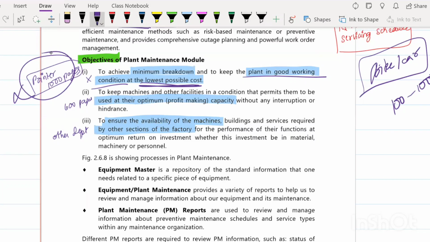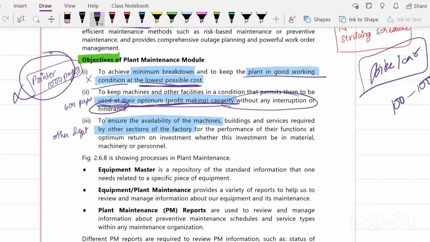The second objective is that this printer should be used at its optimum capacity. That means if there's a printer in your company and there's no breakdown in it, but it is only able to print 600 pages in a day, whereas its original capacity is 1,000 pages per day, your objective here should be how you can bring that 600 to 1,000. What maintenance can you do, what repairs can you do, so that it goes from 600 to 1,000? So you have to keep in mind that the machines should be used at their optimum capacity without any interruption or hindrance.